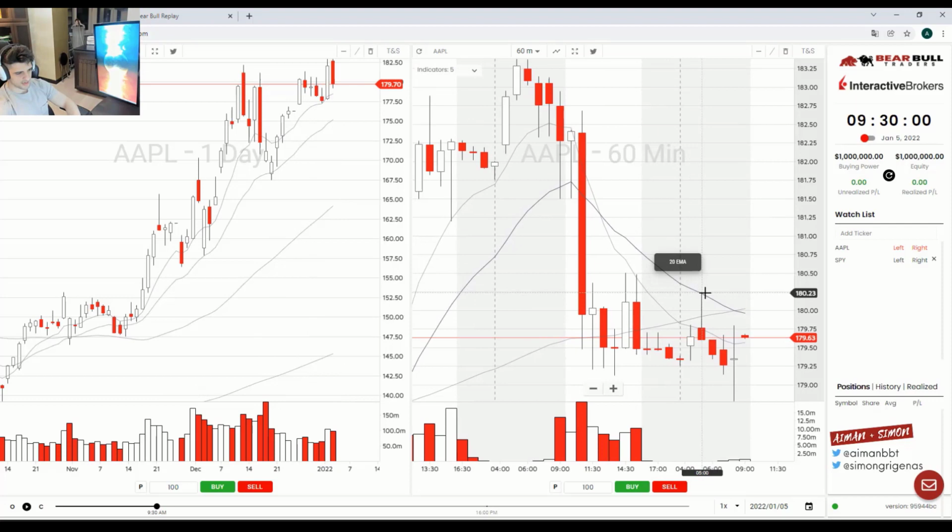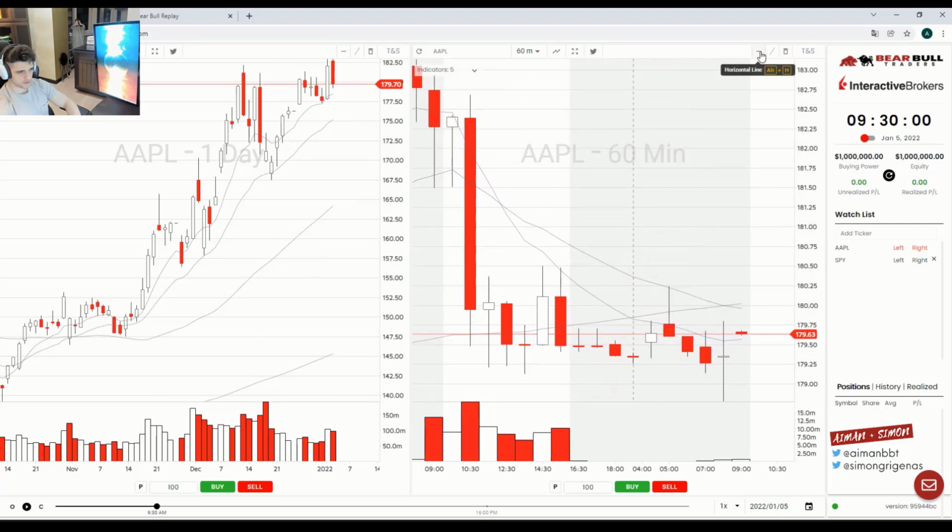Now going to the 60-minute chart, I tried to find the levels that I could short the stock off. And this is the closest level we had, which is 180.24. That is the pre-market high, and I usually give priority to the pre-market high. And then the second level we had is 180.50.